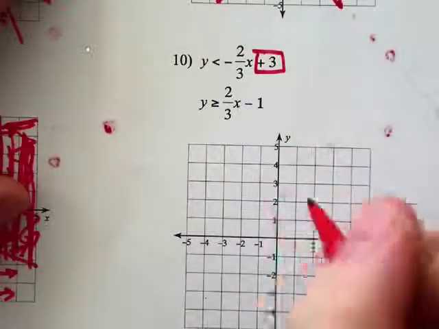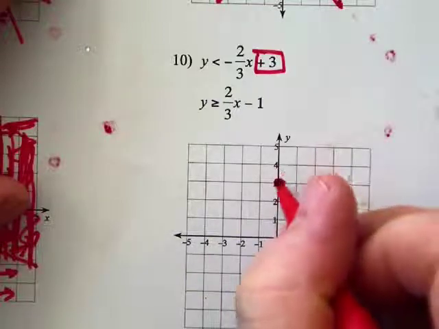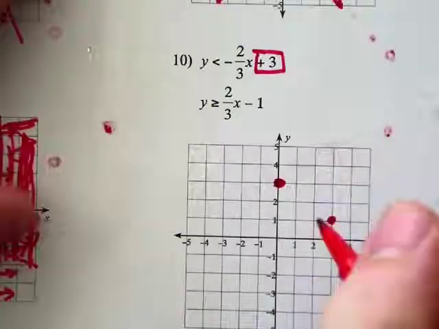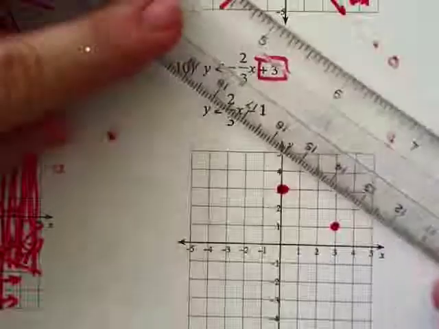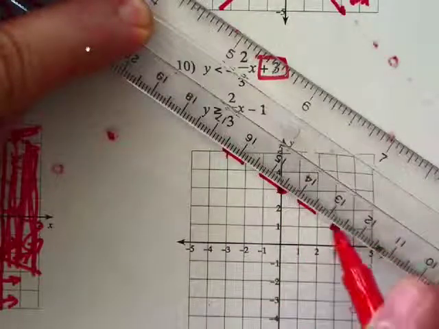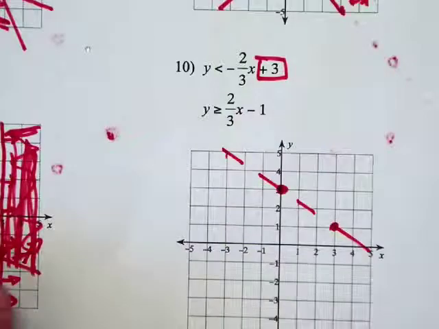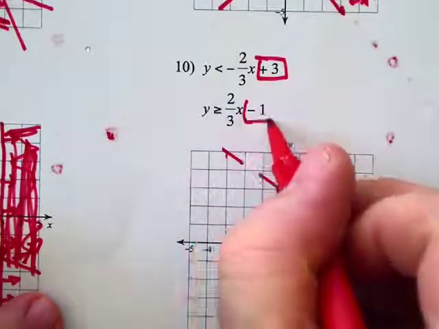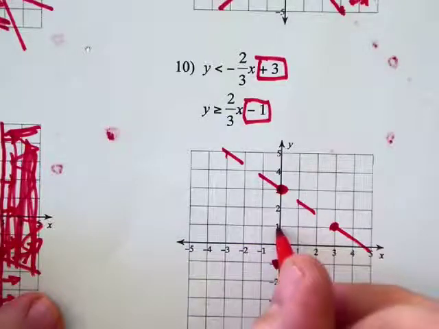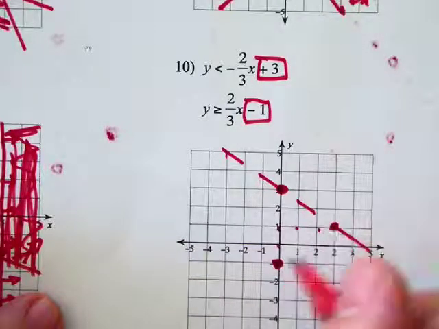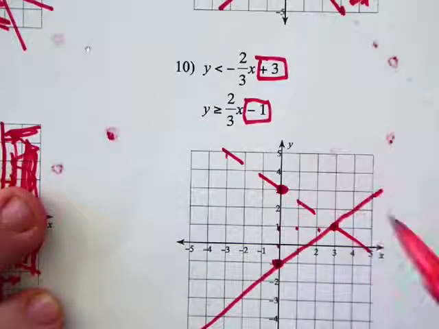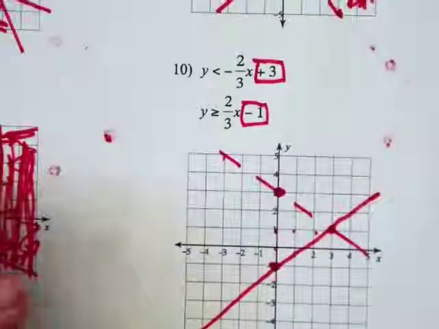Our y-intercept is positive 3. Then we go negative 2 over 3. And we see that that is going to be a dashed line. So we're just going to go ahead and do a dashed line. The next one is negative 1. And it goes positive 2 and over 3. And that is a solid line. Now we have those two graphed.